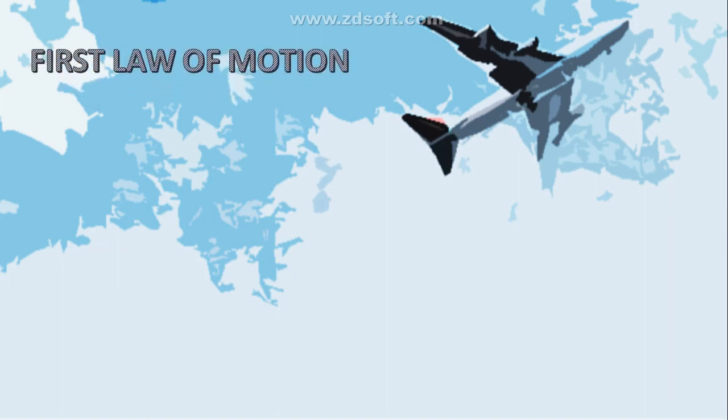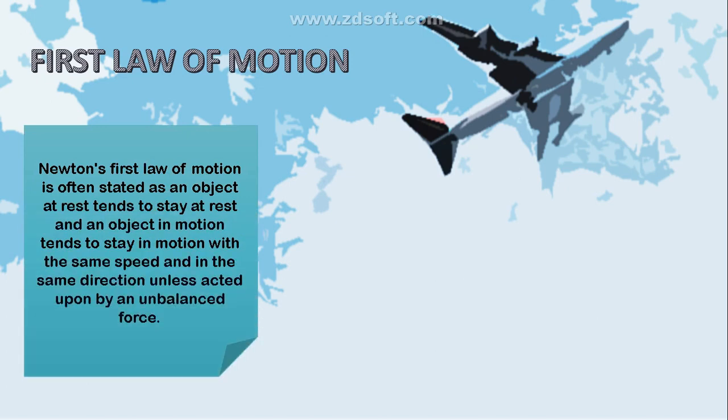The first law of motion is actually known as the law of inertia. Newton's first law of motion is often stated as: an object at rest tends to stay at rest, and an object in motion tends to stay in motion with the same speed and in the same direction unless acted upon by an unbalanced force. Again, the first law of Newton is also known as the law of inertia.